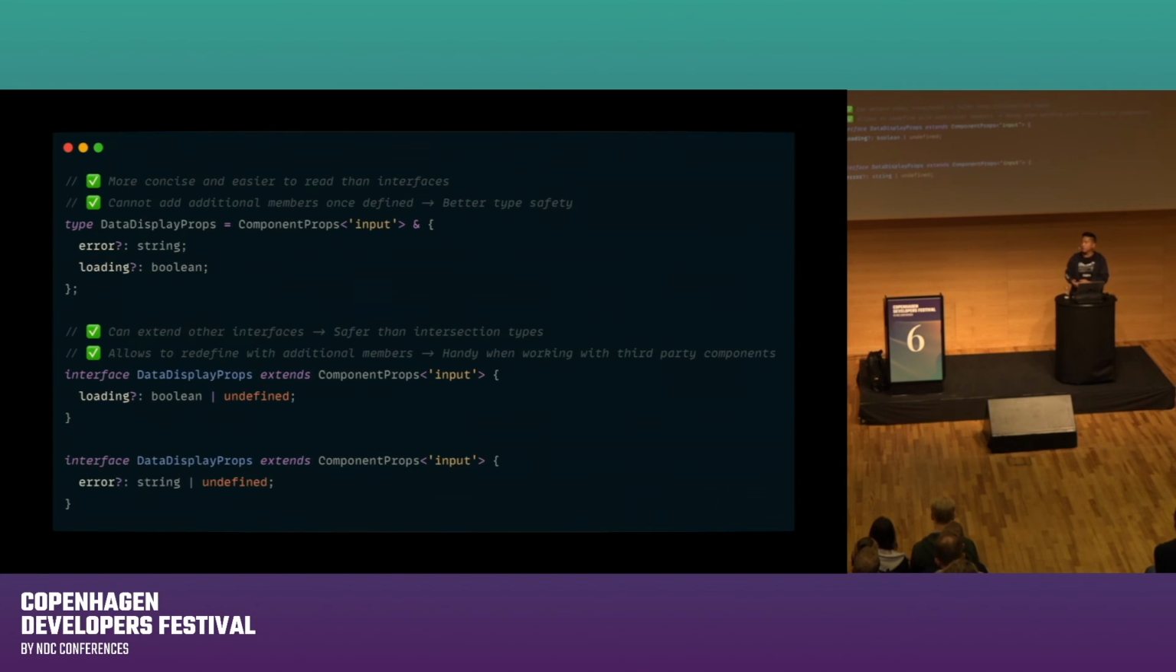And types, on the other hand, are more concise and actually easier to read than interfaces. Moreover, they cannot add additional members once defined, which is both good and bad, because of the better type safety.